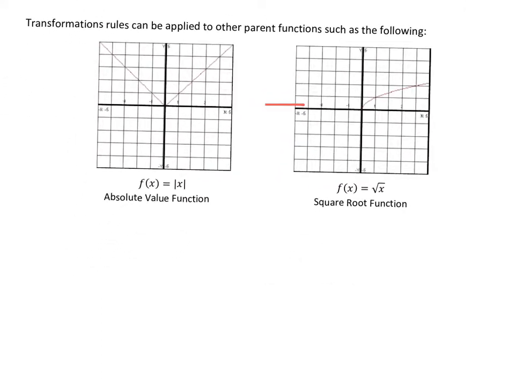Next part, as we read on, the transformation rules can be applied to other parent functions, such as the following: the absolute value from the last lesson, and the square root function, which we're about to get into now. So the same a, h, and k remain. We're going to keep using them over and over to talk about how a parent function can be moved, shifted, stretched or compressed, and how it affects it each time.